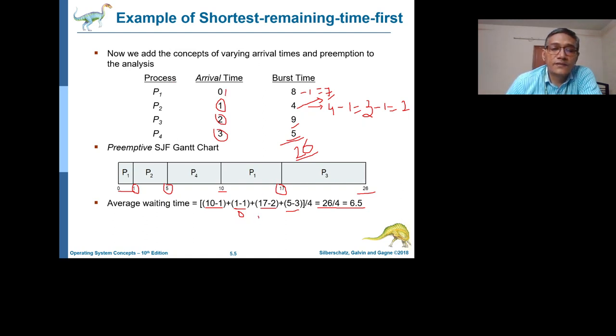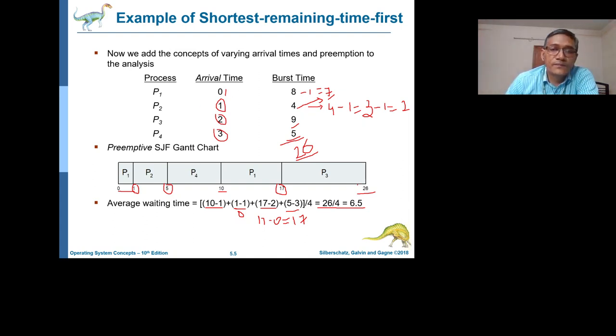So 17 minus 0 is equal to 17. That is the turnaround time for P1. For P2, P2 is completed at 5, submitted at 1. So 5 minus 1, 4 milliseconds.